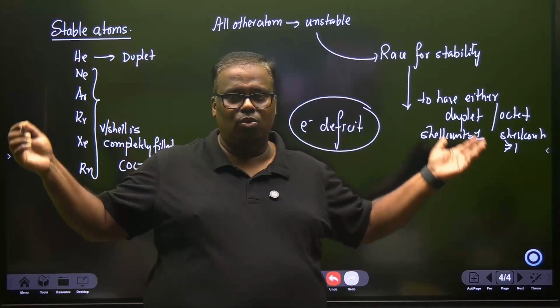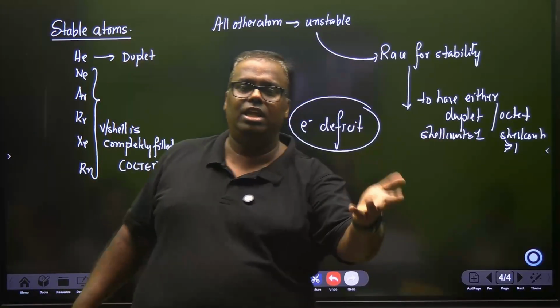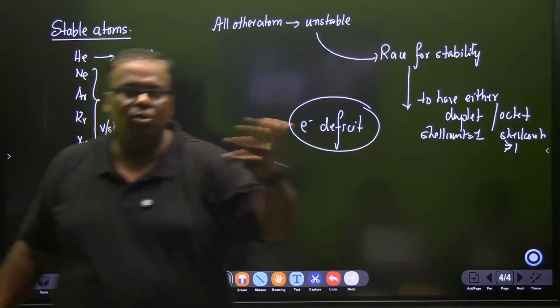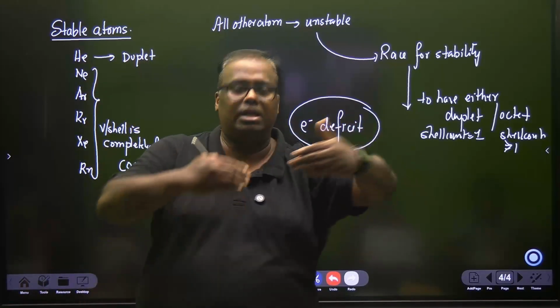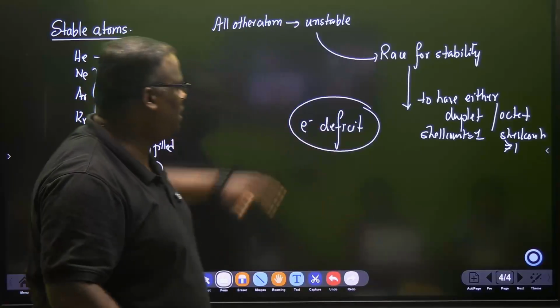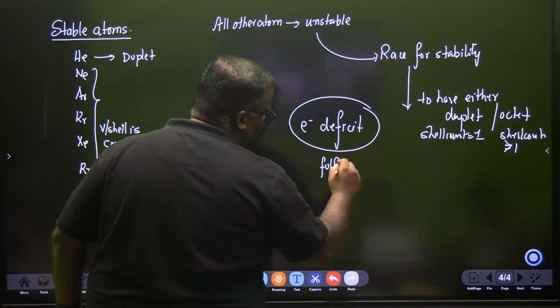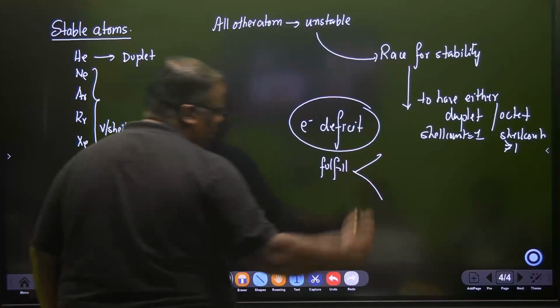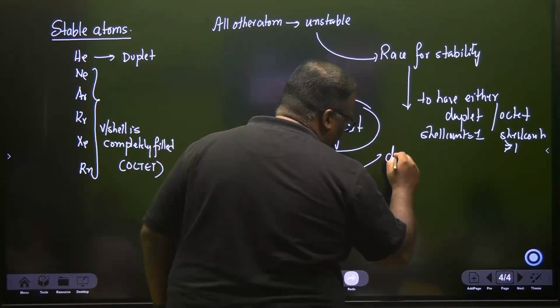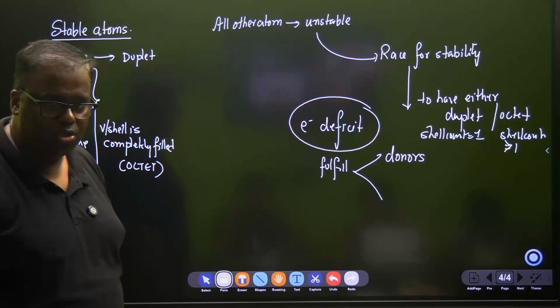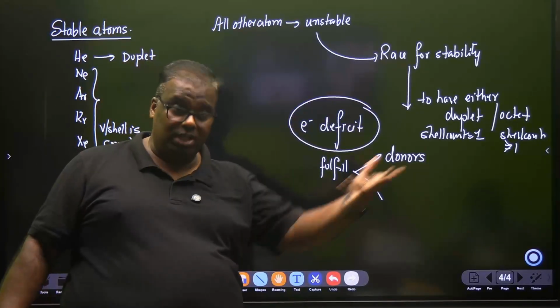I have got a cow, the cow gives milk. She has got a hen, the hen gives eggs. I don't have eggs at home, she doesn't have milk at home. We both want each other's product. So barter has to happen. That means whenever there's an electron deficit, in order to fulfill it, there can be only two ways. Either you have to look for donors, right? Somebody will donate you electrons.